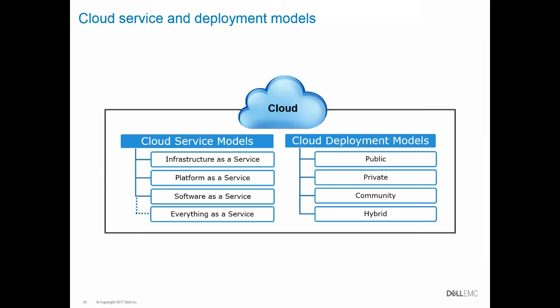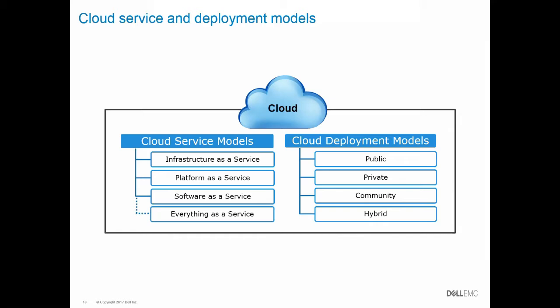Let's go to some technical stuff now a little bit. Some of the key terminologies which you might have actually heard when you are talking about cloud. So cloud has two types of models. One is a service model and the other is a deployment model. In the service model, you can have infrastructure as a service, platform, software. Some people try to combine all this together and say this is everything as a service.